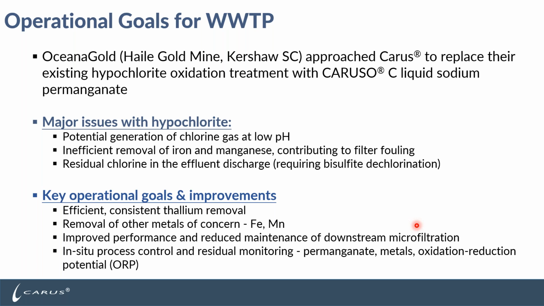Some of the issues with hypochlorite, the previous treatment, included potential generation of chlorine gas at low pH, which nobody wants, and inefficient removal of iron and manganese, which was contributing to significant fouling of the microfiltration process at the downstream end of the treatment system. We also looked at residual chlorine in the effluent discharge, which often required the use of sodium bisulfite as a reducer to dechlorinate the water prior to discharge to their outfall.